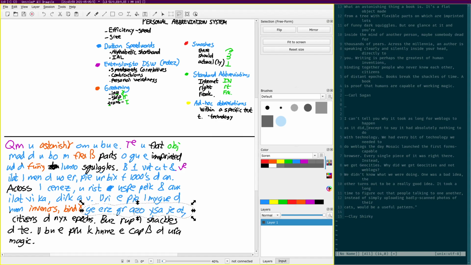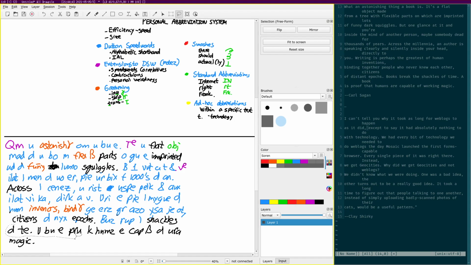Together, people who never knew each other. Citizens, English. De Nikes, Speedwords of distant. Epics, English. Booze, ruple, books break the. So shackles I wrote out in English. I don't know what the Speedword would be anyway, but I would have written it out anyway because books break the shackles of time. The shackles is kind of a turn of phrase that really matters in that case. And if I put it into Speedwords, I'd be worried about accidentally substituting in chains or bonds or whatever it might be. So since this is a quote, I'd want to make sure that I preserve that word.